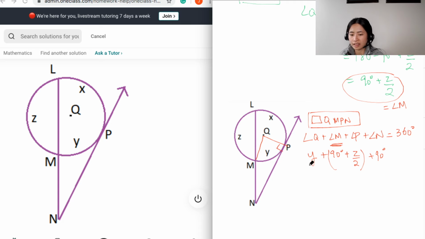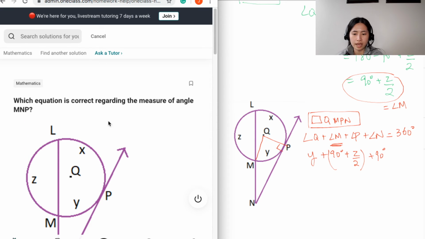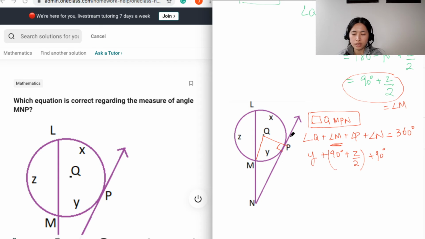Okay, great. So we have angle N left, and angle N is the question that we're being asked, because angle M and P are this. So what's angle N? That's the question, right? So angle M plus angle P plus angle N, which is what we're looking for, is all equal to 360 degrees. So let's isolate angle N. Maybe we can open up this bracket, so we have Y here, plus 90 degrees, plus Z over 2, plus 90, plus angle N, and this is all equal to 360, right?